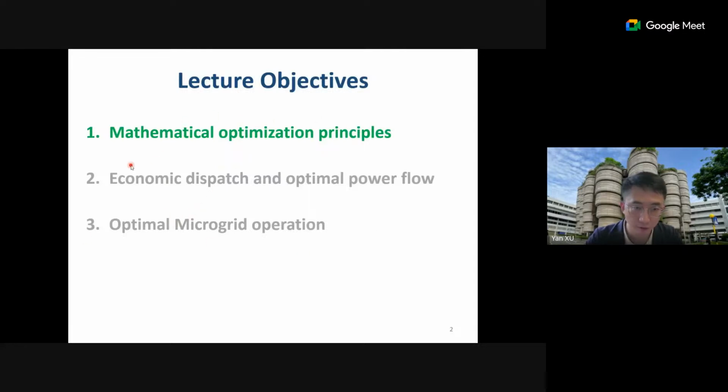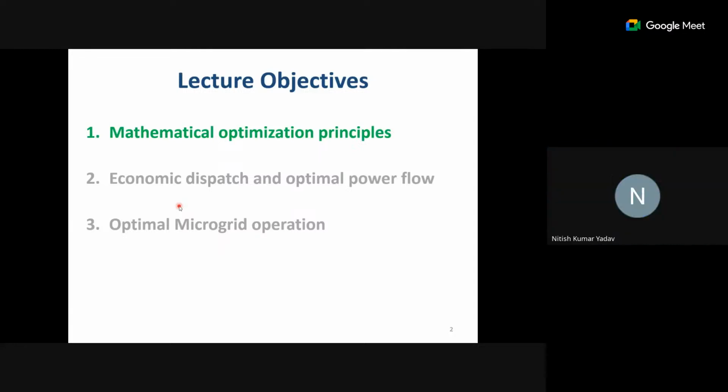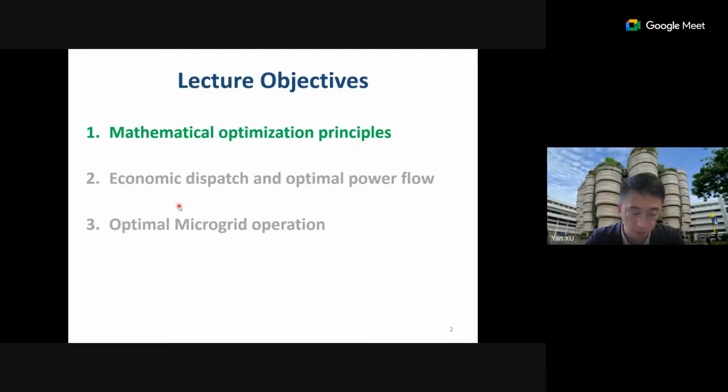So there are 3 sessions. First of all, we will quickly go through some principles of mathematical optimization. I suppose many of the participants are already familiar with that, but we will still have a quick overview, including the mathematical properties of optimization models. After that, in the second session, I will introduce the economic dispatch and optimal power flow models, which are basic tools for power system operation. This will certainly be used in microgrid operation as well.